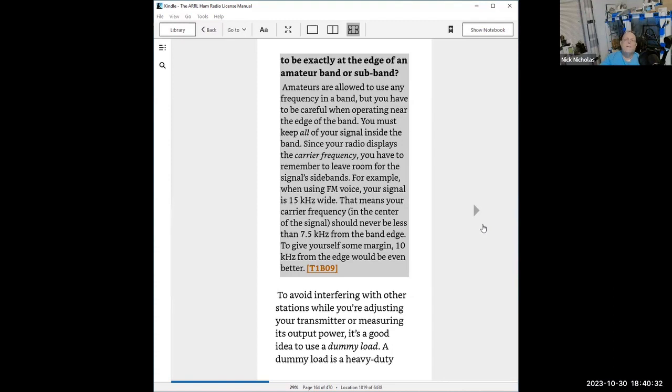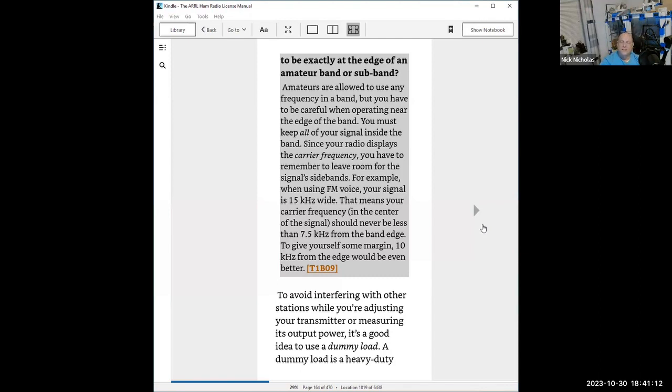But because of that, FM wide is actually 15 kilohertz wide. So when you are operating near the edge of either band, and for the most part, most FM signals you're going to be transmitting are going to be VHF and above, not all, but most, that means you have to stay away from the upper edge of the band. The lower edge of the band is already allocated for other things if you look at the band plan, and you probably won't be down that low in each band.